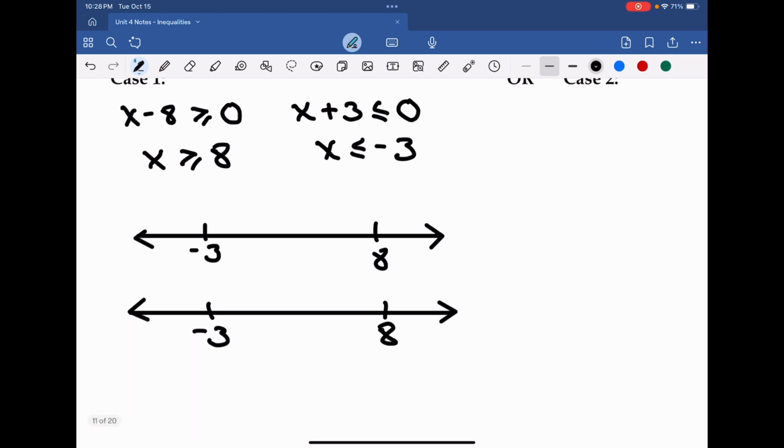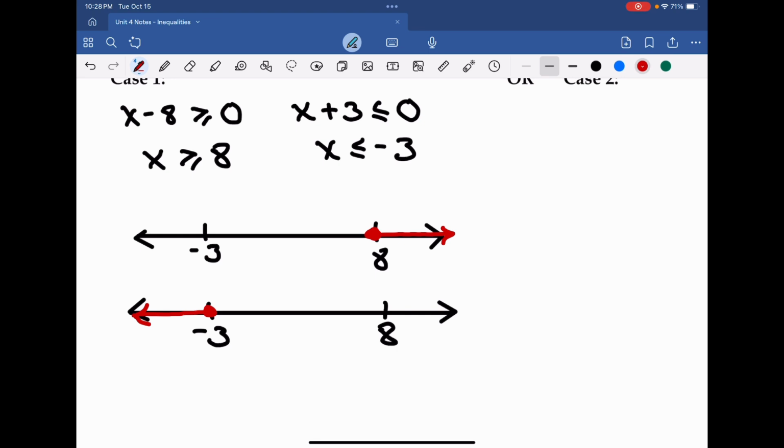And now what we want to do is, because we're going to represent the first situation where x is greater than or equal to 8, we're going to put a solid dot because it's an equal-to inequality. And it's going to go to the right because it is where it is greater than or equal to 8. In the other case, it was where it was less than or equal to -3. So we're going to put a solid dot and then an arrow going left.